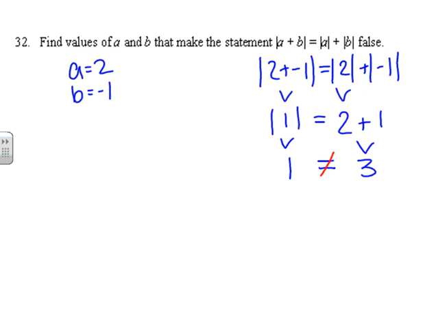The key idea behind this is that if you are taking the absolute value of the sum or difference of something, you have to do the whole thing inside your absolute value first. You can't break it apart and do the absolute value of each piece because you will end up with something that is not correct. Any numbers where you have one positive and one negative would make this statement false. So you can pick any two numbers as long as one is positive and one is negative.